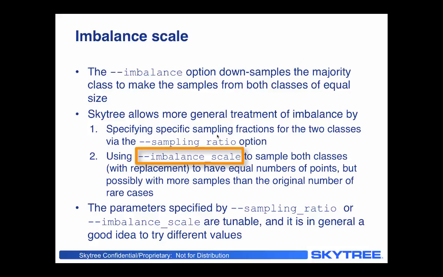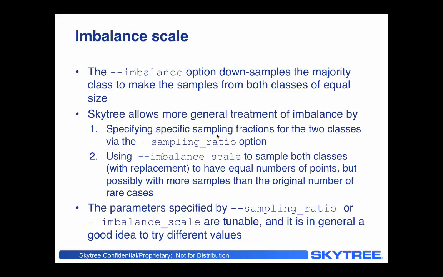The imbalance scale option is actually a simplified version of the sampling ratio option. This simply samples the two classes to make them of equal size. For example, if you choose imbalance scale 2, the majority class will be downsampled and the minority class will be upsampled, so that both classes have the same number of data points, and that number of data points will be twice the number of points in the original minority class. So specifying imbalance scale 2 will make both classes have the number of points equal to twice the original number of data points in the minority class.